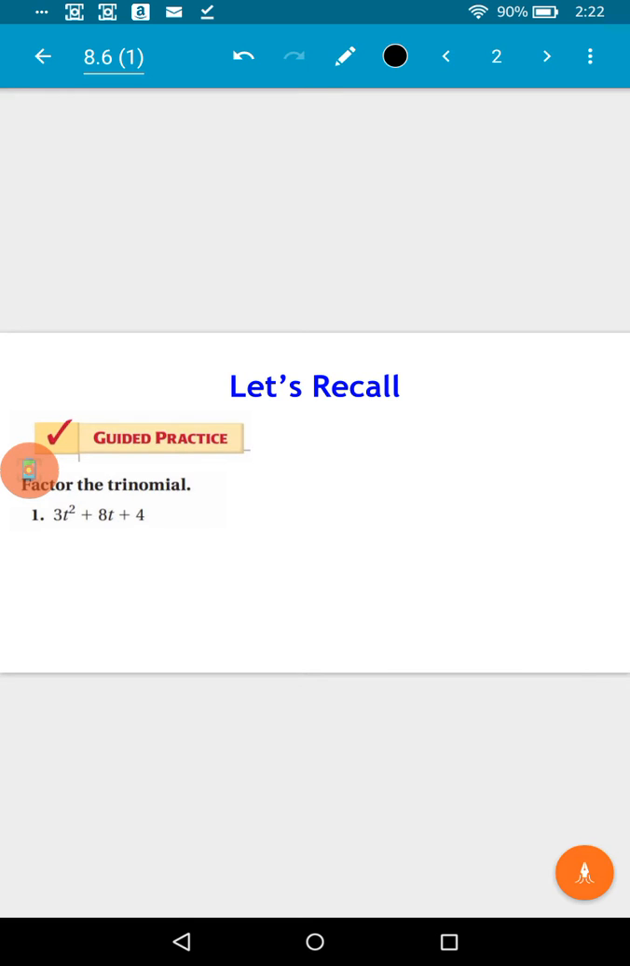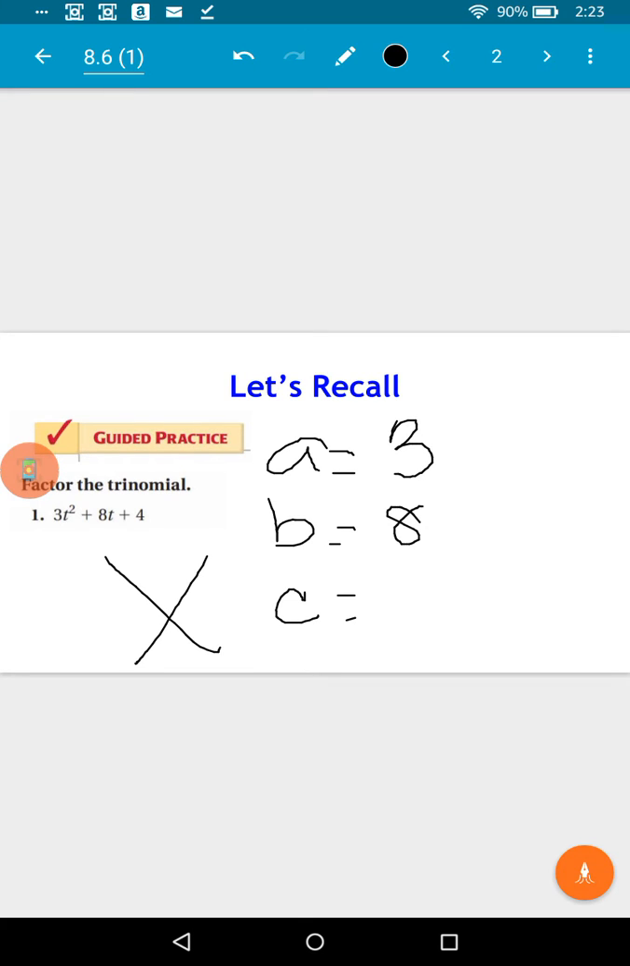Okay, first step, you guys know, let's make that diamond. Next thing, let's check if it's in standard form. 3t to the second plus 8t plus 4. We have 2 as the highest exponent, then 1, then no variable, so we are in standard form. Next, please list the values of a, b, and c. In this case, a is 3, b is 8, and c is 4.